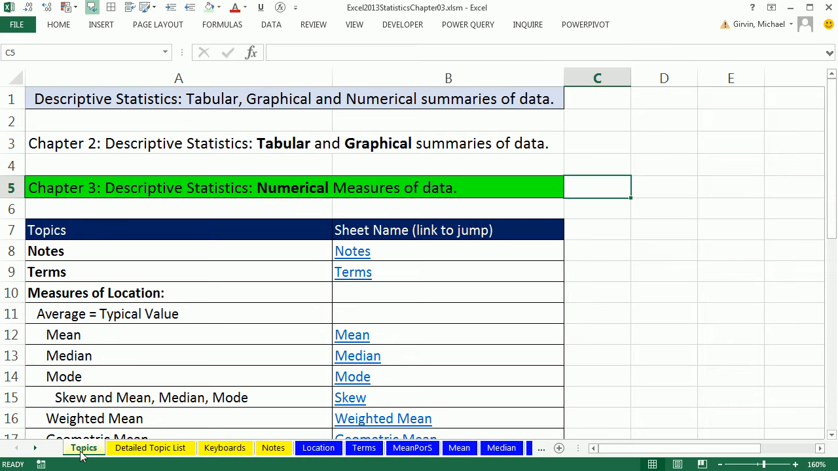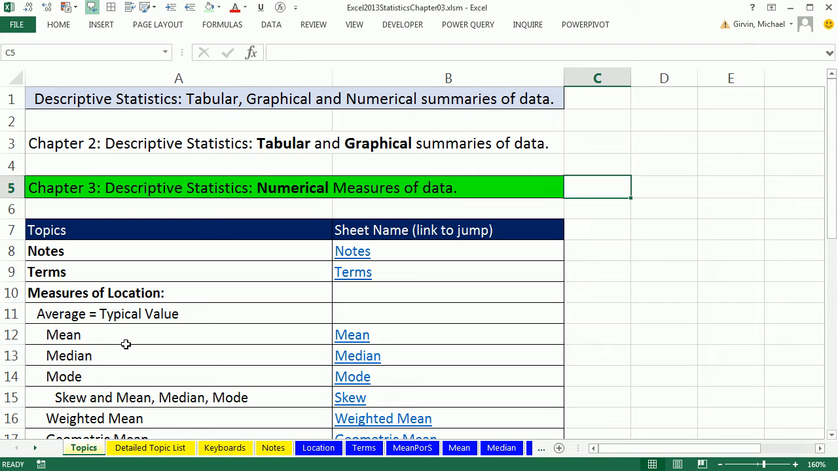Now we're on the topic sheet. In this video, we're going to talk about averages. Mean, add them all up, divide by the count. Median, sort the list and find the one in the middle. And mode, the one that occurs most frequently. All of these are types of averages. We calculate so we get a typical value, one value that can represent all of the data points. This is a measure of location. For averaging, we're calculating a measure of central location.